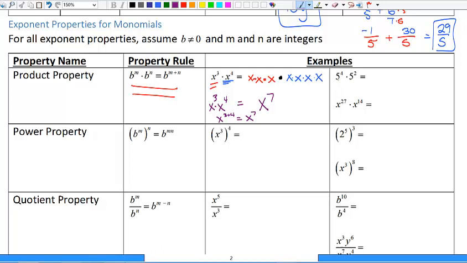Let's apply the rule. 5 to the 4 times 5 to the 2. Are the two bases the same? Yes, they are. And what happens when they're the same? They stay the same because we just have more copies of them, okay? Like the x's all stayed the same. Well, in this case, there's 4 5's being multiplied and then 2 more 5's being multiplied. The thing that we're multiplying, 5, doesn't change. How many copies of that do we have? Well, 6. 5 to the 6 is a very large number, and I'm not expecting you to multiply that out.